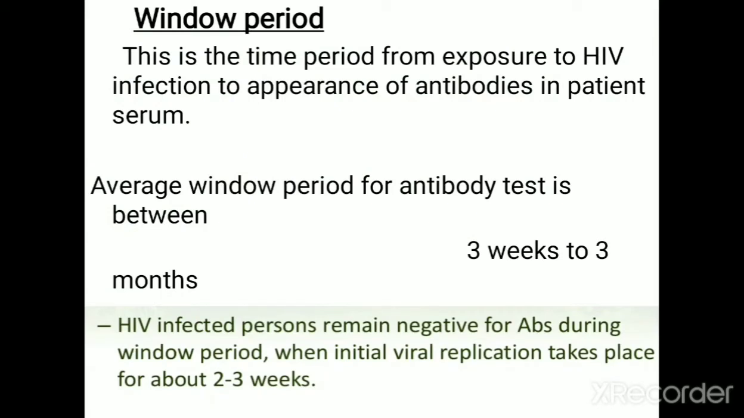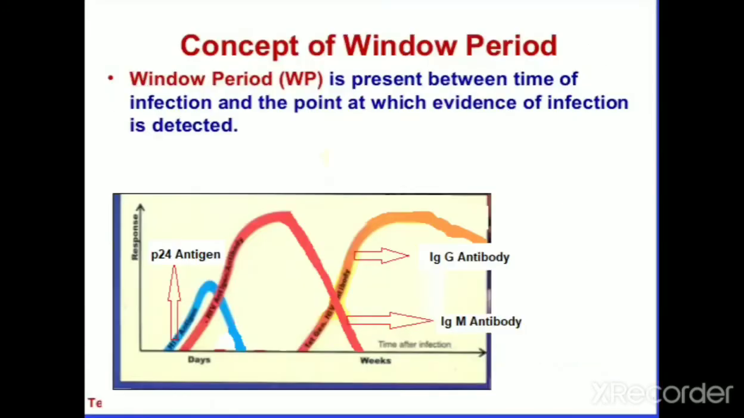That's why HIV infected patients remain negative for antibody detection during this window period. So the antibody detection test will be positive only after this window period. The first viral marker which appears in the patient serum sample will be P24 antigen. Later the immune system gets activated and produces antibody. The first antibody will be of IgM type. Later the secondary immune response will produce IgG type antibody, and this IgG antibody persists throughout the life of the patient.